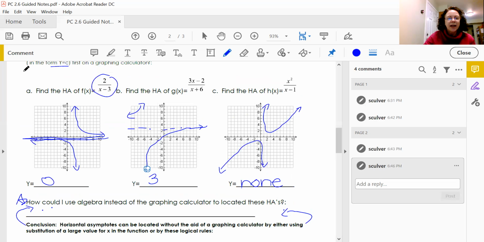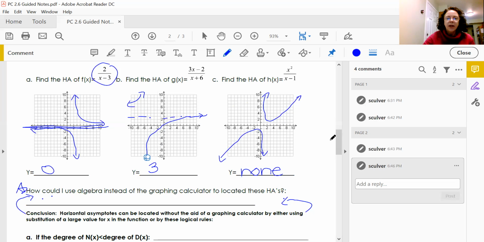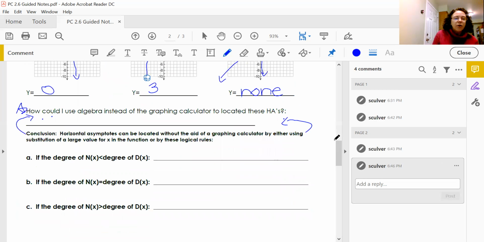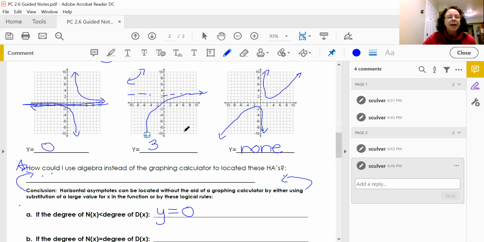Okay, so let's go on down. Here we go. I feel like I'm getting worse at this. So here's what I want you to know. If the degree of the numerator is less than the degree of the denominator, just like you saw on A, then the horizontal asymptote is y equals 0, the x-axis. Let's just take a quick look why.